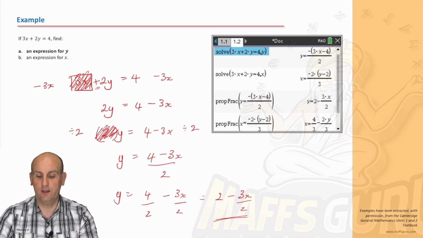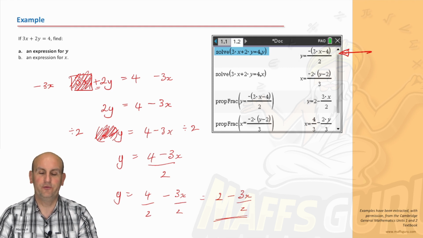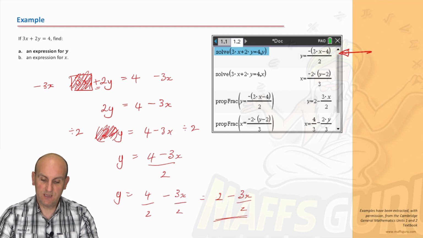That's my hand done. Now, when I did this on my calculator, solving for y, you'll notice this here was what it gave me. Minus, and then 3x minus 4 all on 2. Just disgusting, all right? And to be honest with you, that's just horrible, yeah? What I then had to do was use another function provided by my calculator called prop frac, as in turn it into a proper fraction, and lo and behold, you ended up with something quite nice.